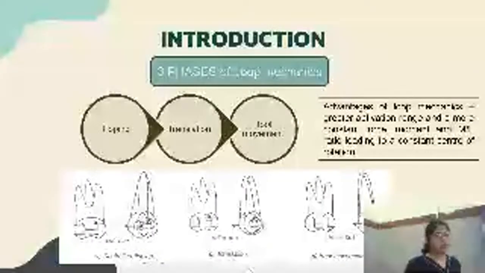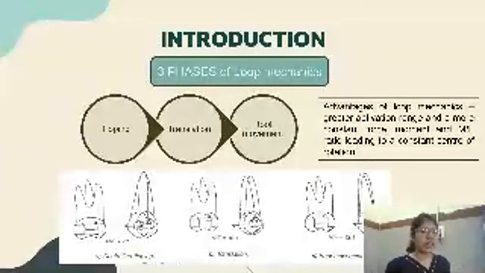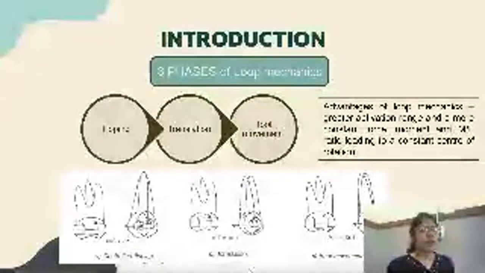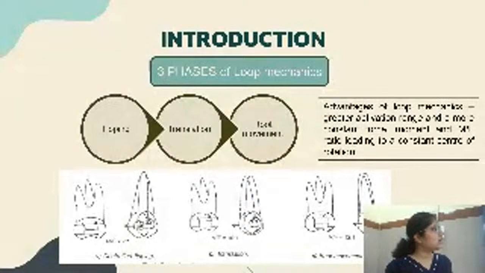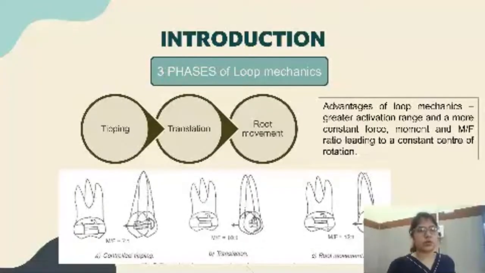Then three phases of loop mechanics. Now, space closure in loop mechanics occurs in three phases similar to sliding mechanics. First is tipping, then translation, and then the root movement occurs. But the advantages of loop mechanics over sliding mechanics are that a greater activation range is there, and a more constant force, movement, and M/F ratio can be maintained to a constant center of rotation.